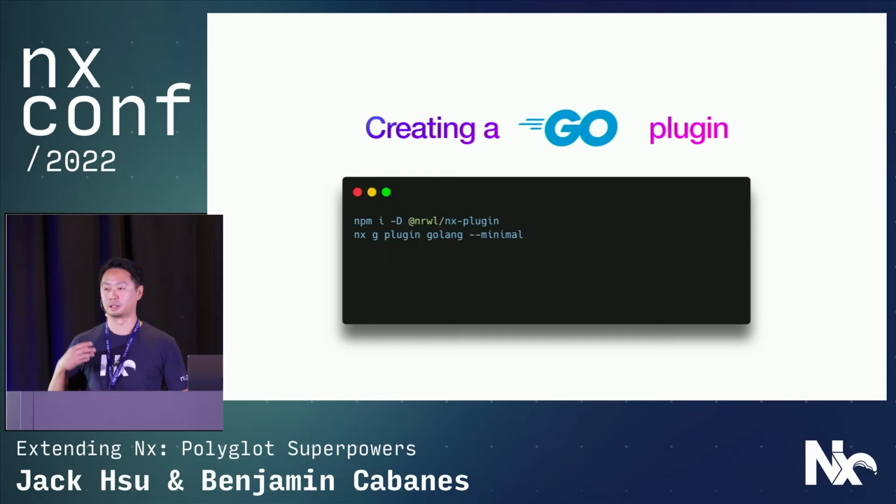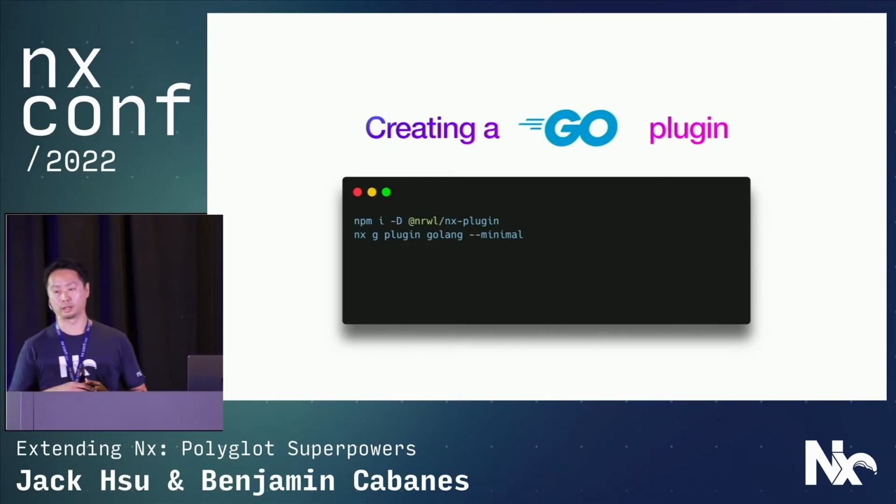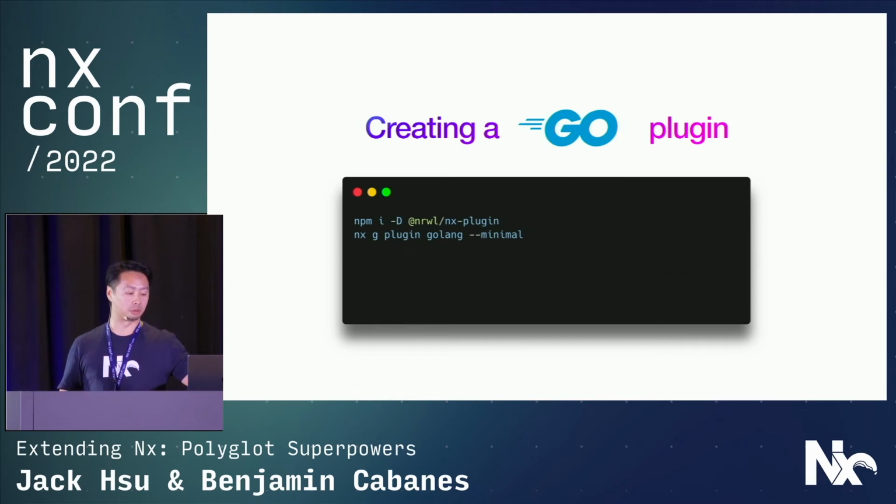But for now, what you want to do first is install a package called NX plugin. And what this will do is it provides some generators and some utilities to help you develop and manage your plugin. So once you have that installed, you can go ahead and call nx g and generate our first plugin. So we're going to call it Golang and pass it a minimal flag to avoid some boilerplate.